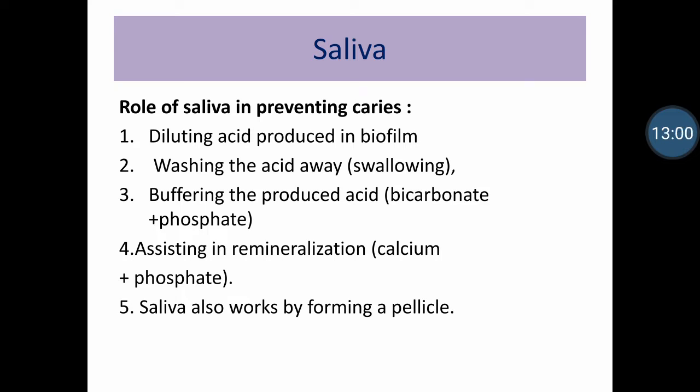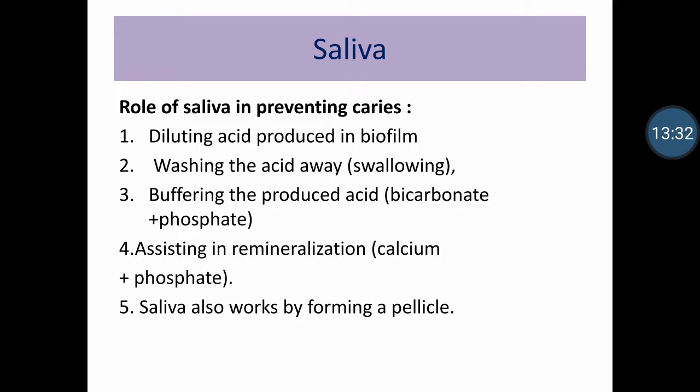Saliva also helps in remineralization because it contains calcium and phosphates. In the presence of fluoride, this calcium and phosphate get deposited on the tooth surface, thereby forming an acid resistant tooth surface. This in turn helps in the prevention of caries. Saliva also helps in the formation of the pellicle, thereby protecting the tooth surface. So, these are the 5 different ways of preventing caries by saliva.